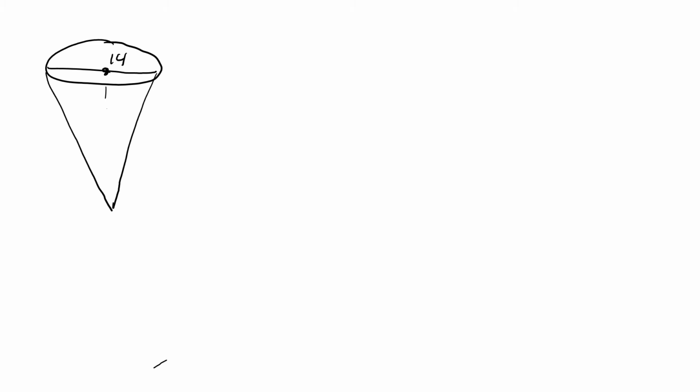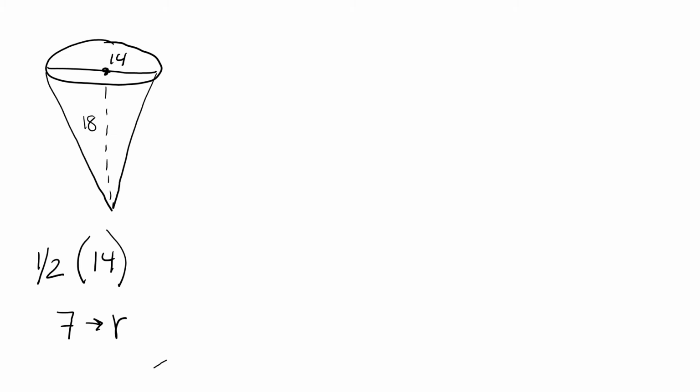For number 2, we have a cone. And our cone has a diameter of 14. And it has a height of 18. So our first step is to take half of our diameter because we only want the radius. And so half of 14 is 7.